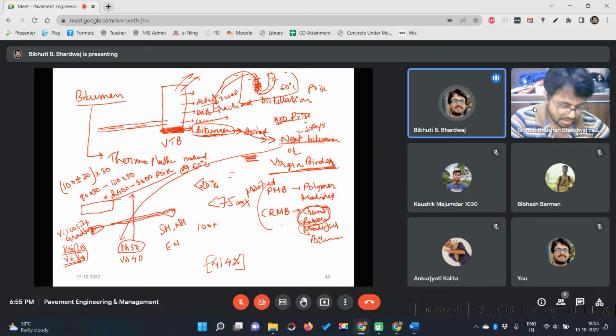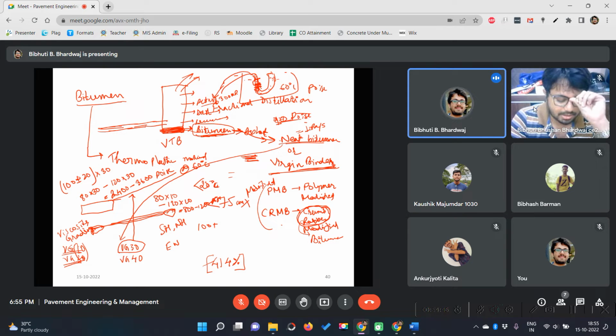Similarly, for VG10, it will be how much? Starting with the range, 80 into 10 to 120 into 10. That means 800 to 1200 poise. So if you test the bitumen, and you know this much is its viscosity, then you know the grade.